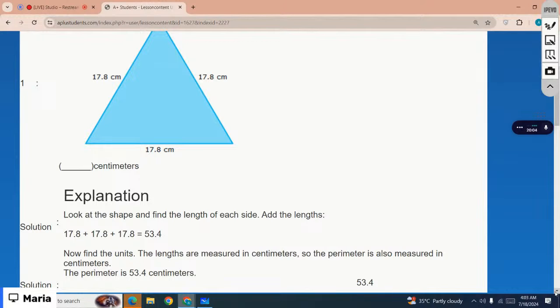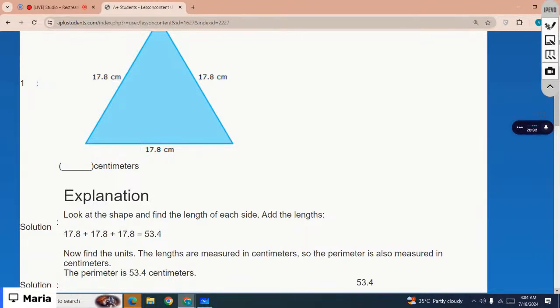They are 17.8, 17.8, and 17.8. So simply add them all, that is 17.8 plus 17.8 plus 17.8. So the correct option is 53.4. That means the perimeter of the triangle is 53.4. So whatever shape it is, you have to add all the side lengths for the perimeter. Got it? So the correct option is 53.4.